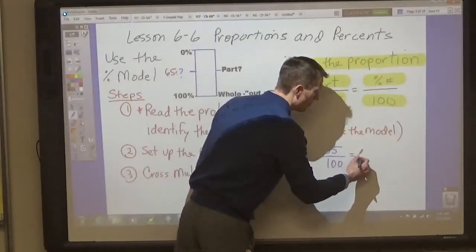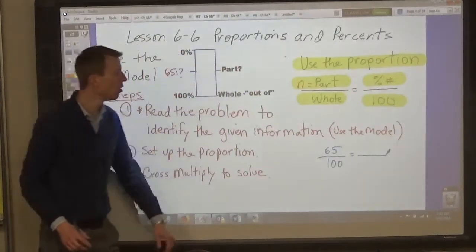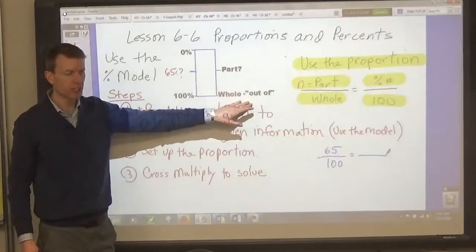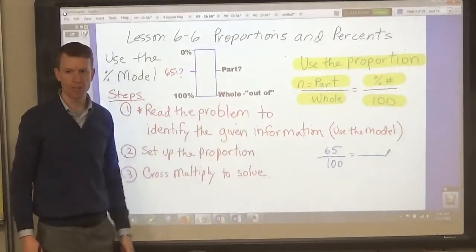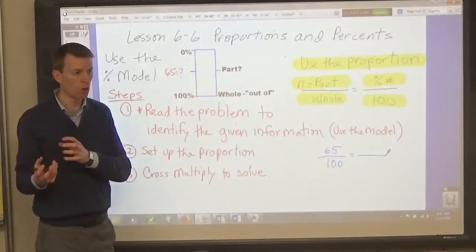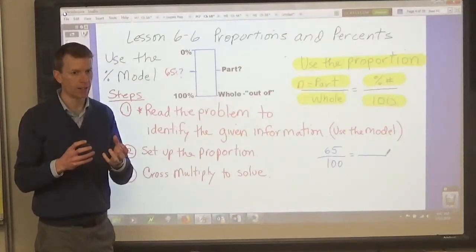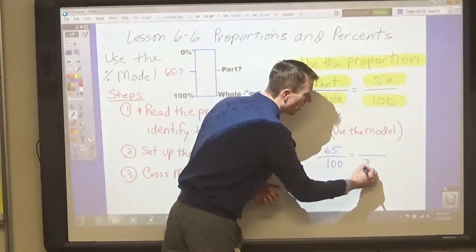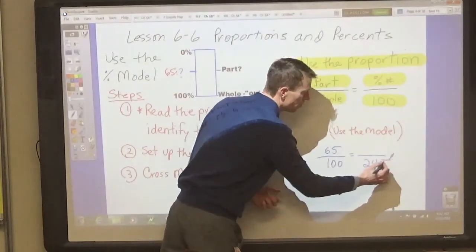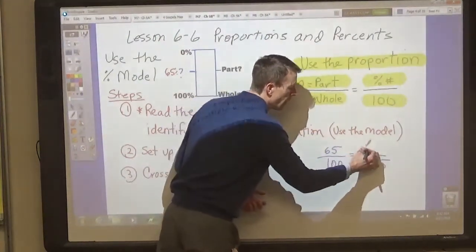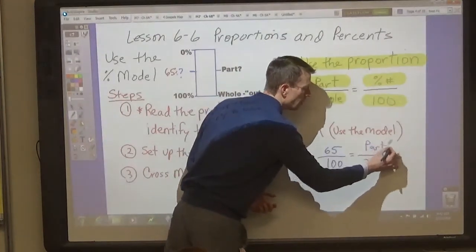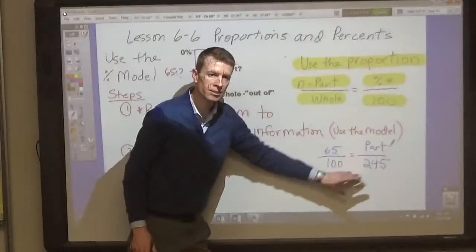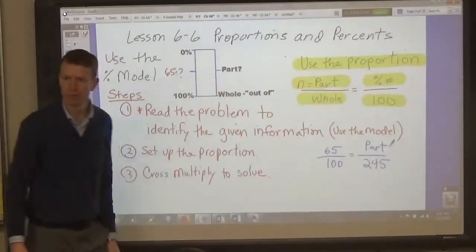Then, do they give us the whole or the part? 65% of 245. Is 245 the whole or the part? Kaden? It's the whole. So we put that on the bottom line. And that means we're trying to find the part. That's the missing piece of the proportion.